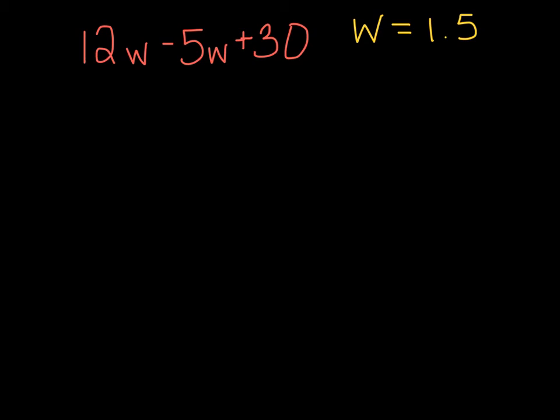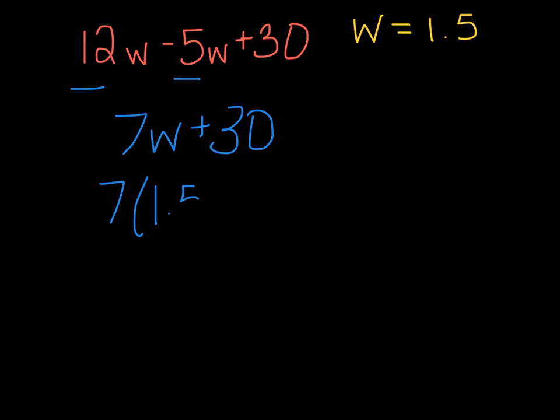So when we have 12w minus 5w, we just look here at the 12 and the 5. 12 minus 5 equals 7w. We bring that variable down, plus 30. That's a much simpler equation. So now we'll plug in what the w equals. So 7 times 1.5 plus 30.